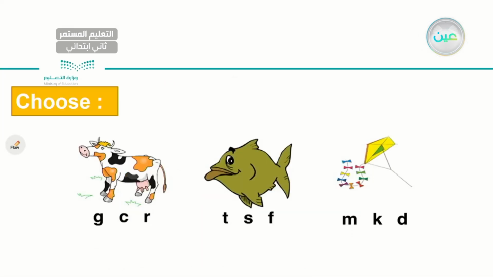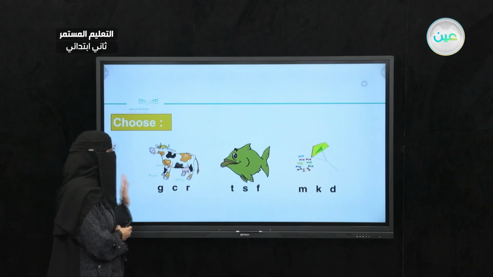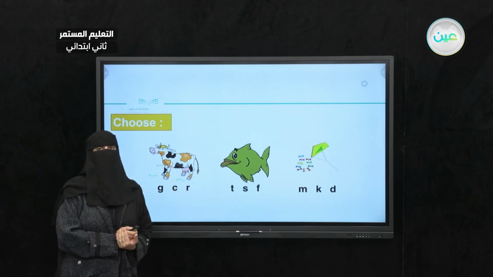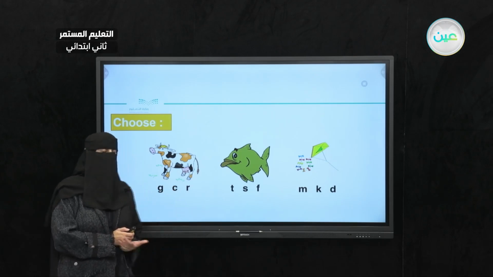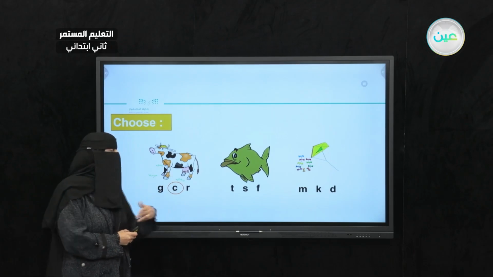Excellent. Now, I will be naming the item or the animal. You will help me to identify the first letter you hear. So, try to listen carefully. The first one here, I have a cow. A cow. What do you think? Shall we circle letter G, C, or R, my dear student? A cow starts with a C. Very good. It starts with a C.